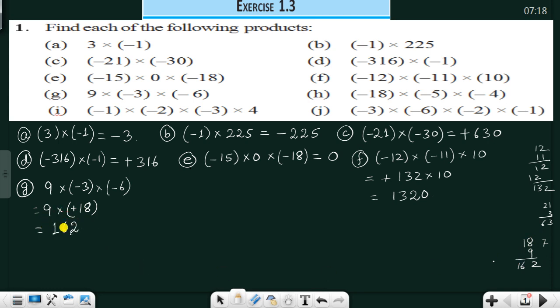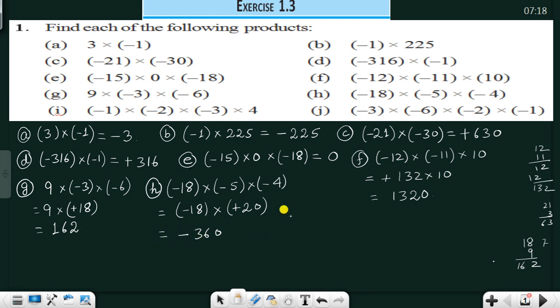That is our answer. Now question number H. Question number H, you will get minus 18 into minus 5 into minus 4, right? Therefore, minus into minus is plus, and 5 into 4 is 20, right? If we multiply 18 into 20, that is 360, and plus into minus is minus. Therefore the answer is minus 360, right?